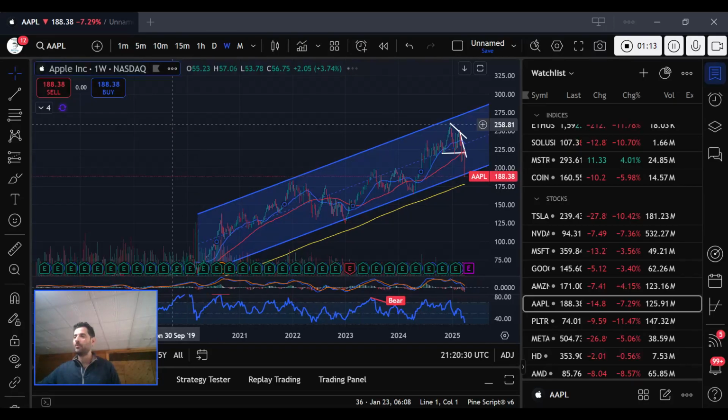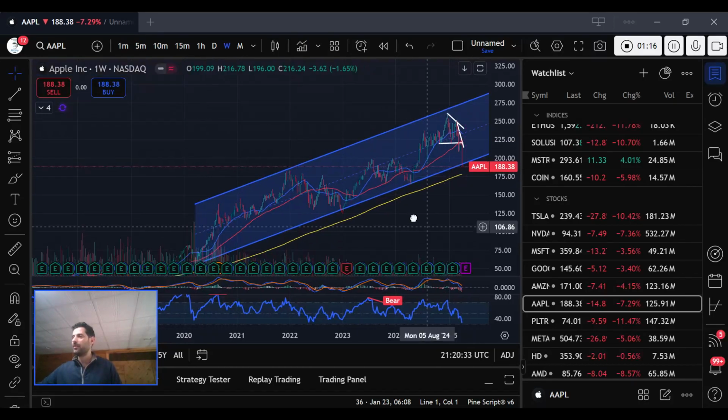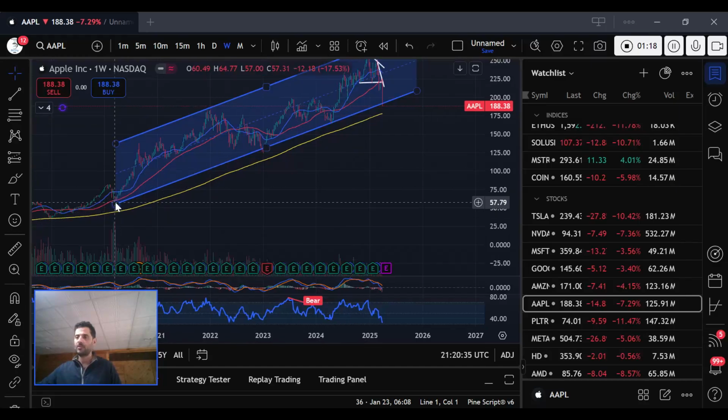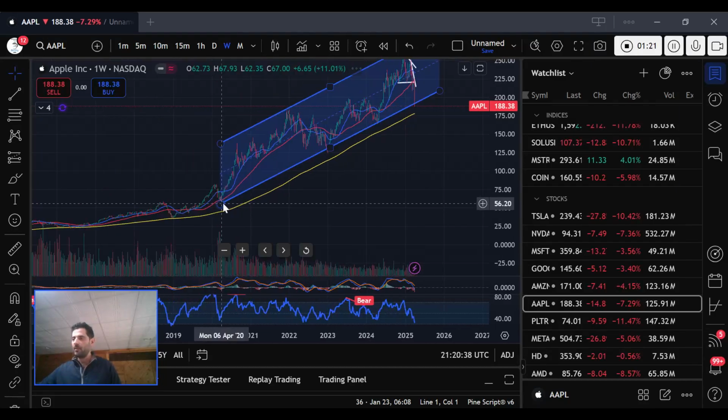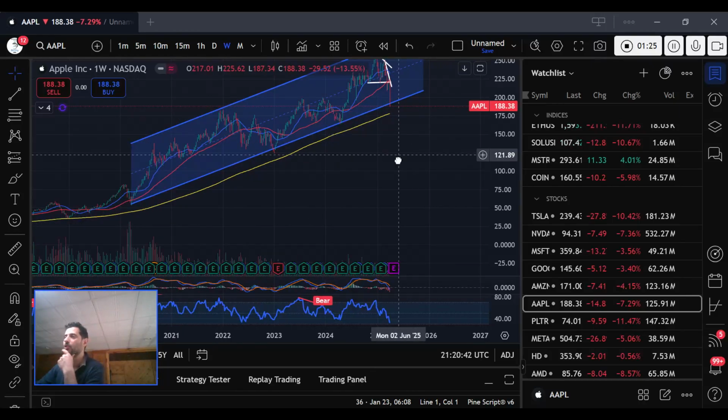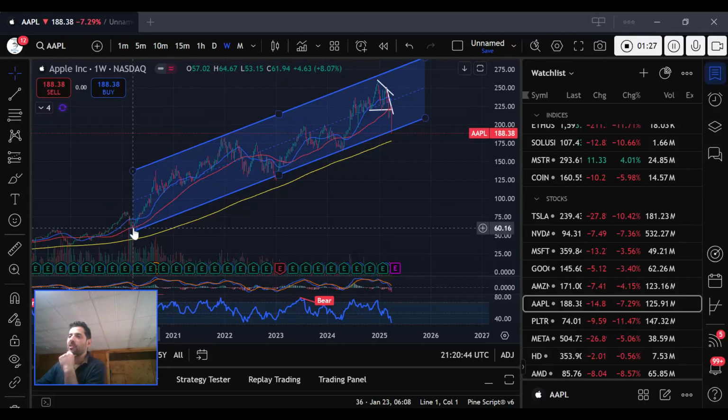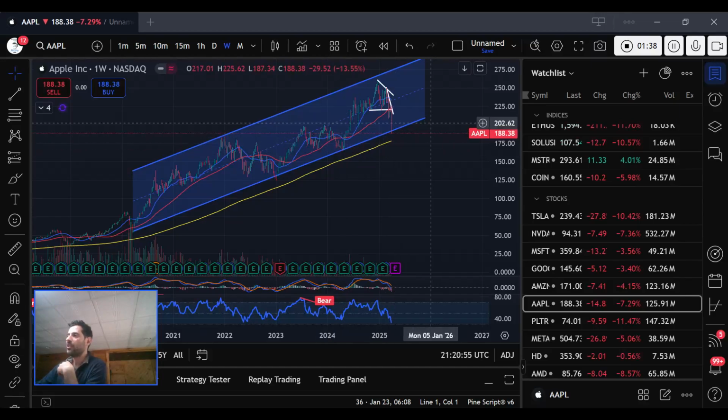Okay, so this is from April 2020, so from the March lows. Since April 2020, this giant parallel move up for Apple. It finally broke below now. Now you can see it's not the first time it broke below, right? It broke below back in April 24, and it broke below in January of 23.